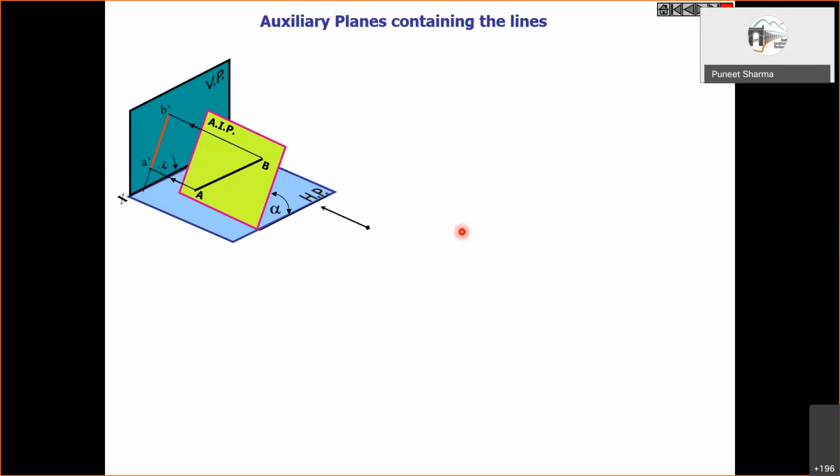So that again means that this A dash B dash, or that is the front view, will also make the same inclination with the XY line, whatever is made by this auxiliary inclined plane with the horizontal plane. This alpha, this alpha. Here the alpha is between the auxiliary inclined plane and the horizontal plane, and here it is between the front view and the XY line.